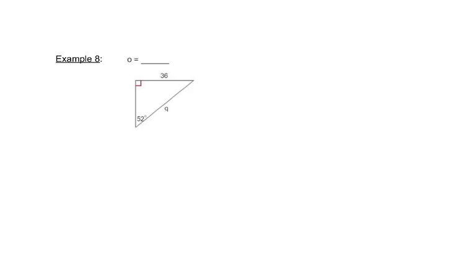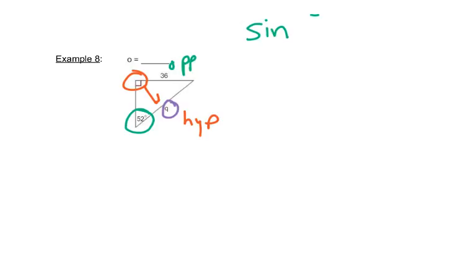So here we're trying to find, actually it's Q, right here. Here's our right angle. So Q is actually our hypotenuse. The other angle we're given is right here, and the other side that's labeled is opposite. So opposite and hypotenuse would be sine of 52 degrees is equal to 36 over Q. This is another one of those that's weird because the letter's in the bottom. So we need to multiply both sides by Q.